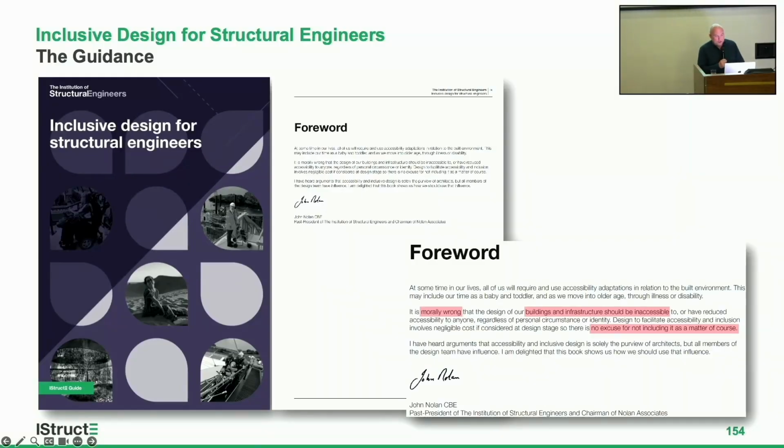This is how seriously the IStructE takes inclusive design for structural engineers. John Nolan, past president of the Institution of Structural Engineers, wrote the foreword for this document. And there were a couple of things highlighted in that document that really stuck out to me. Really powerful language that has been used in this document. He says things like, it is morally wrong for buildings and infrastructure to not be accessible, that they are designed to be inaccessible. Morally wrong. That's hugely powerful language and something we need to consider in our projects going forward.